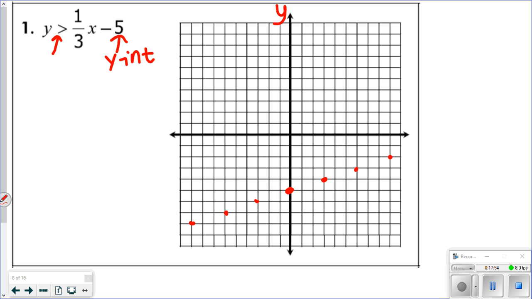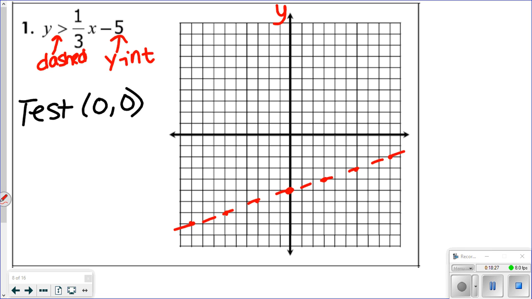And this is going to be a dotted or a dashed line. So go ahead and connect it. And then the easiest point to choose to plug in is 0, 0. And I know I can plug it in because it's right here, which is not on my boundary line.